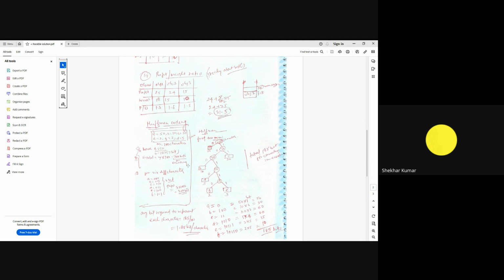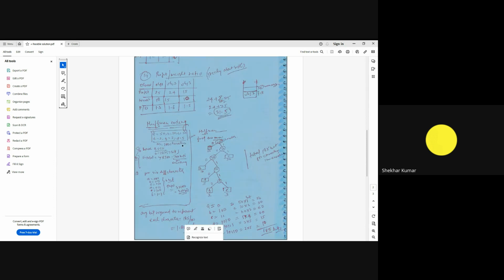Now we will check with the help of Huffman coding. In Huffman coding, the first part is to build a Huffman tree for the input characters. We have input characters A, B, C, D, E, and F. We will make a Huffman tree. How will we make a Huffman tree? For making a Huffman tree, every time we will select the 2 minimum. First 2 minimum, among these characters A, B, C, D, and E.